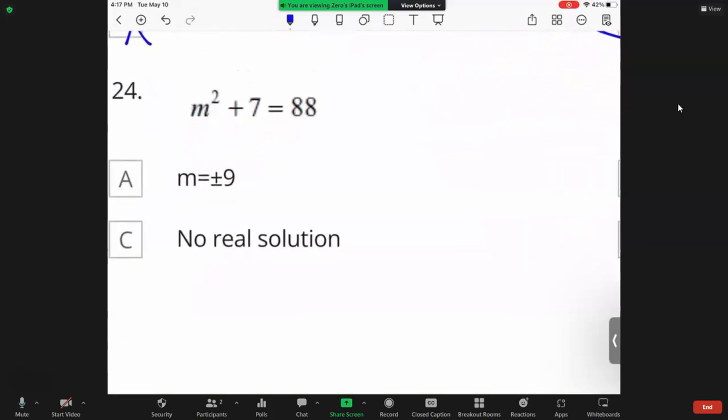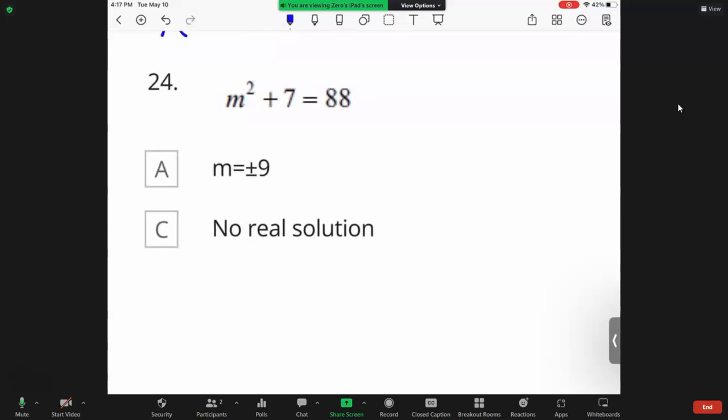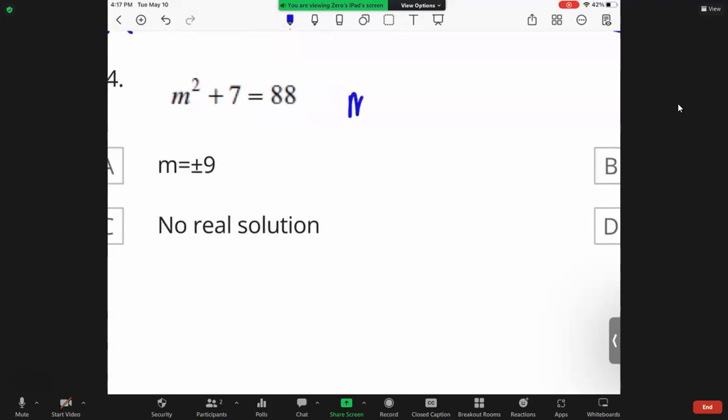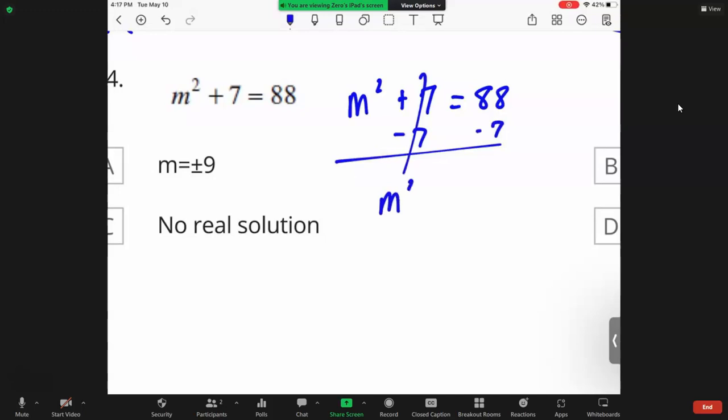So 24. M squared plus 7 equals 88. Subtract the 7. M squared is equal to 81. To get rid of the little 2 there, the exponent, we take the square root of both sides. And don't forget, the square root cancels the 2. That's the whole point of that. So it canceled the 2, so we're just left with m.